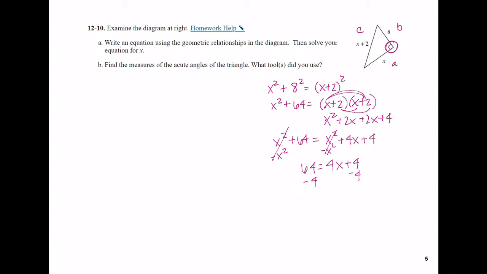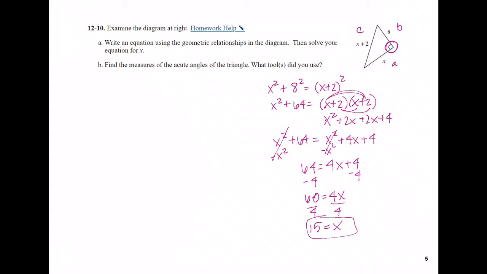Inverse of addition is subtraction. 60 equals 4x. Inverse of multiplication is division. So 15 equals x. Find the measure of the acute angle of the triangle. What tools did you use?